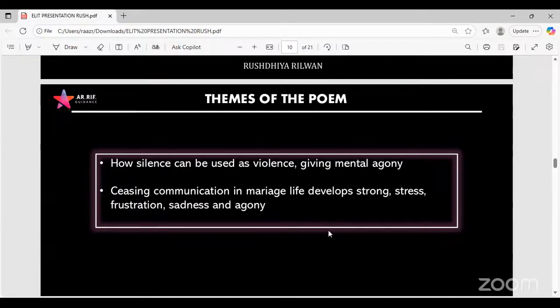So this silence hurts more than words because it creates emotional distance and makes the woman feel invisible, ignored, and unimportant. So the poet shows that silence can act like emotional violence, causing deep mental suffering. Even though there is no physical harm, the woman experiences pain through the cold and emotional behavior of the man. So his silence is a weapon that destroys warmth, love, and communication in their relationship.